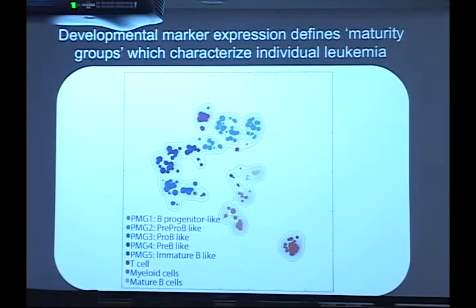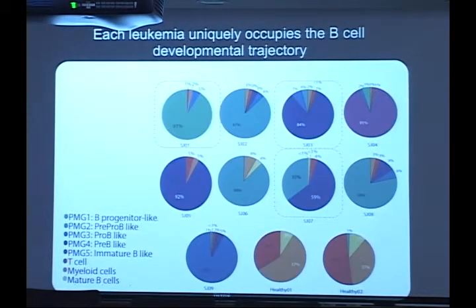And this is a different way of looking at it just on the map, so that cells up here in this top corner are the most immature looking, and then they move into this population here as a pre-pro B cell. Then these cells here would be your pro-B cells, pre-B cells, and then an immature B, like that transitional cell. And then you can look at, in every single patient, how their cells occupy all these different phenotype groups or maturity groups.